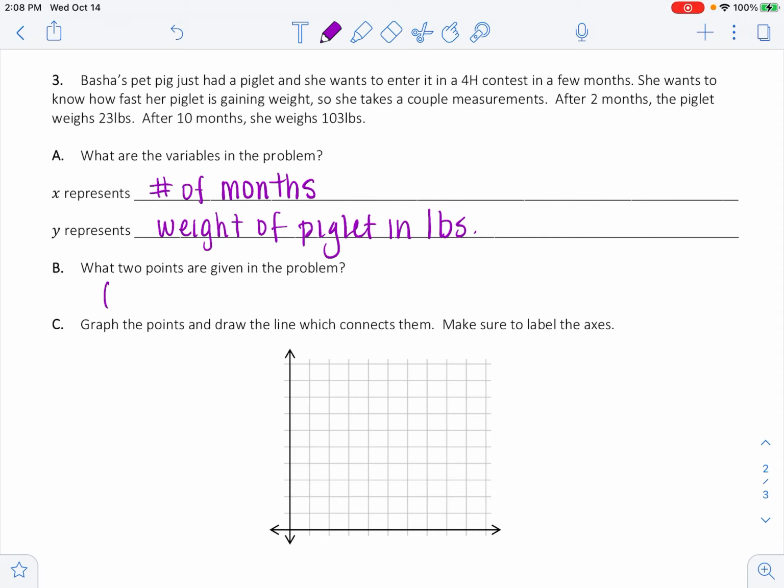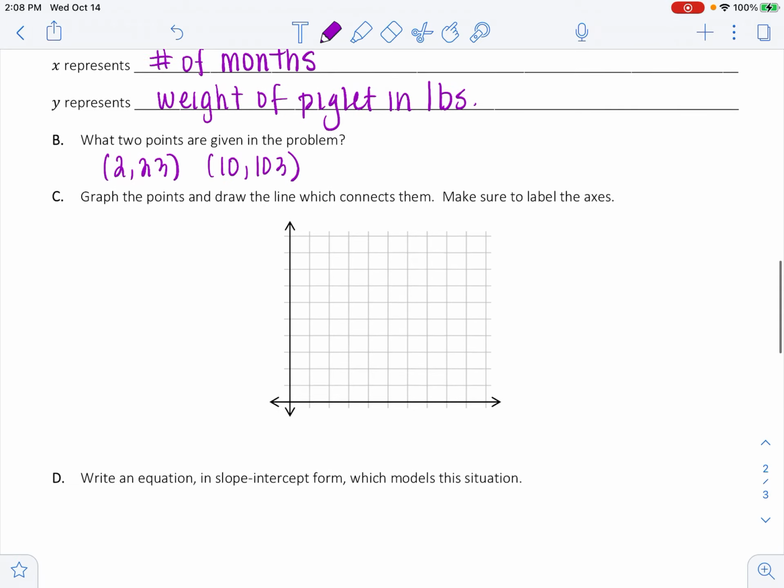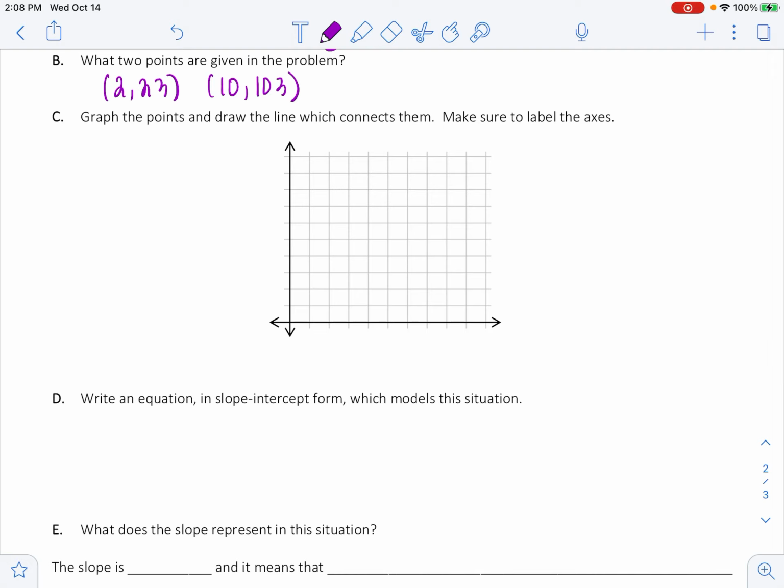All right, what 2 points are given in the problem? They gave me that after 2 months, the piglet weighs 23 pounds. And they also gave me that after 10 months, the piglet weighs 103 pounds. It says graph the points and draw the line which connects them. Make sure to label the axis.